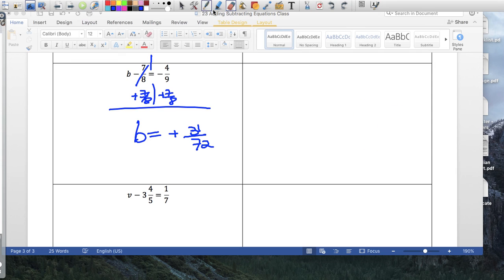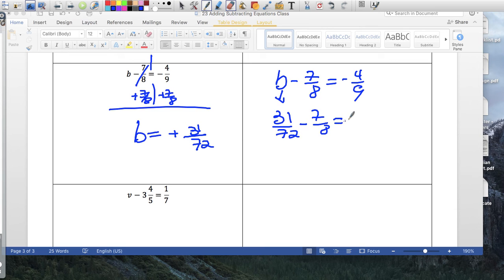So let's check. B minus 7 over 8 equals negative 4 over 9, with 31 over 72 replacing B. Find an LCM here, the least common multiple, 72. So let's change the 8 by times 9. On the top it's times 9, so 7 times 9 is 63, equals negative 4 over 9. Again, let me write negative 4 over 9.